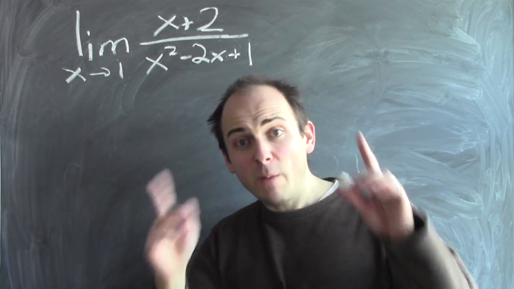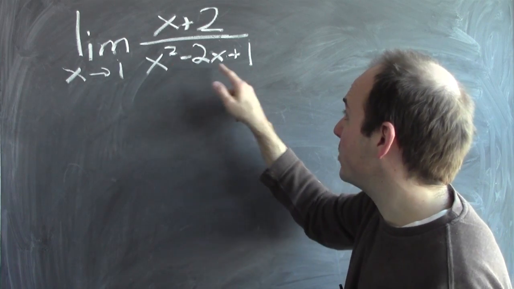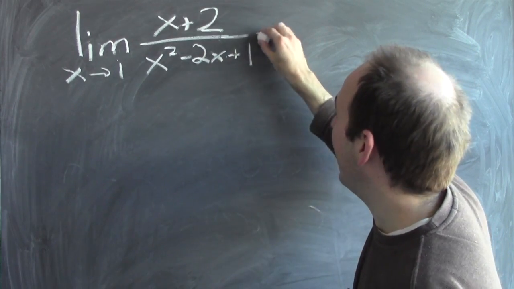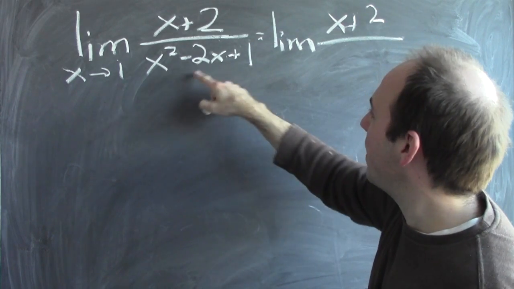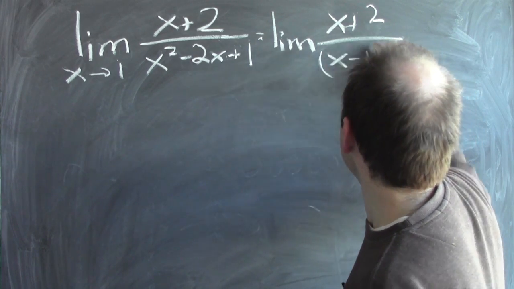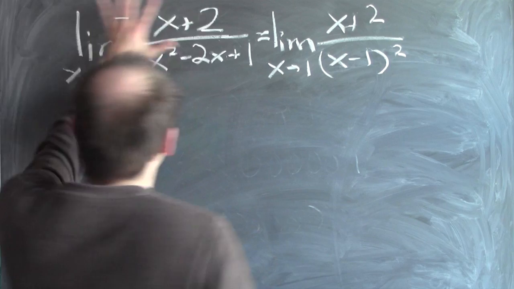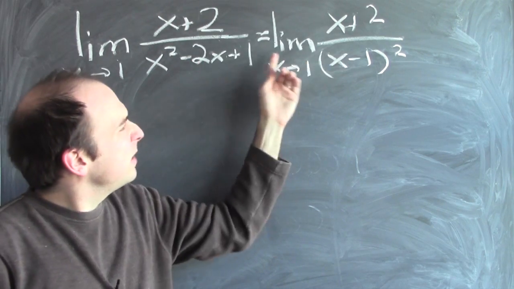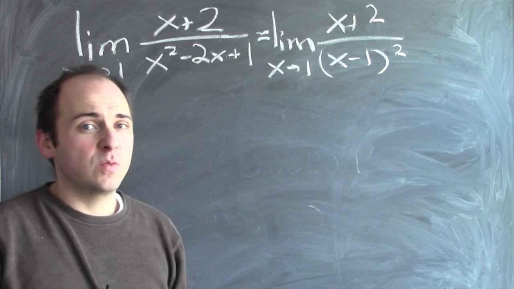What am I going to do? Well, I could also notice that the denominator factors. x squared minus 2x plus 1, I can rewrite that. x squared minus 2x plus 1 is x minus 1 squared. So instead of evaluating this limit, I could try to look at this limit, the limit of x plus 2 over x minus 1 squared as x approaches 1.